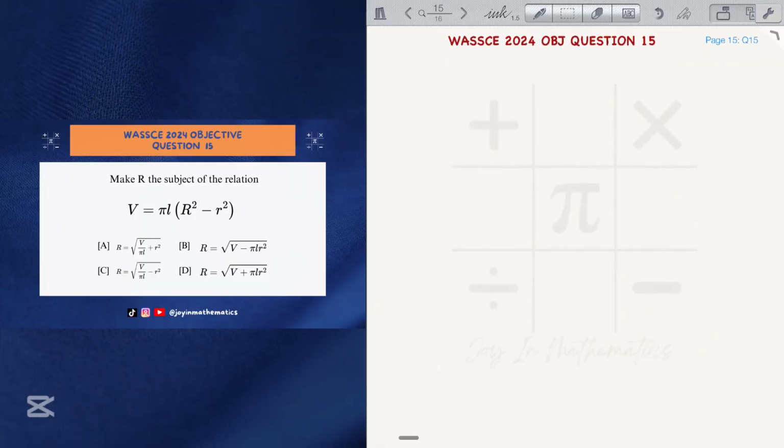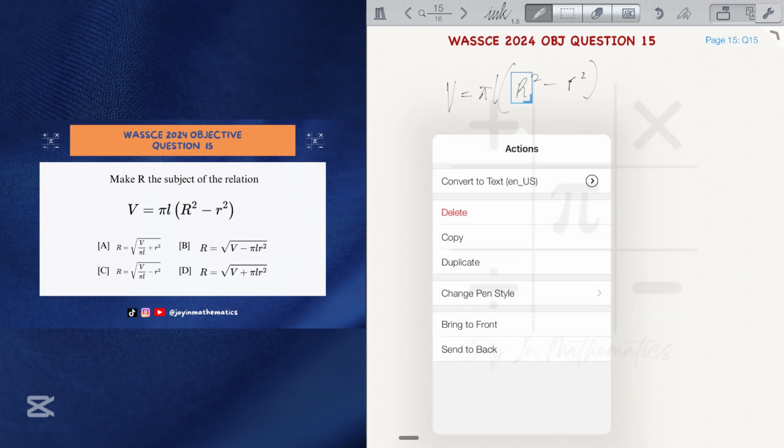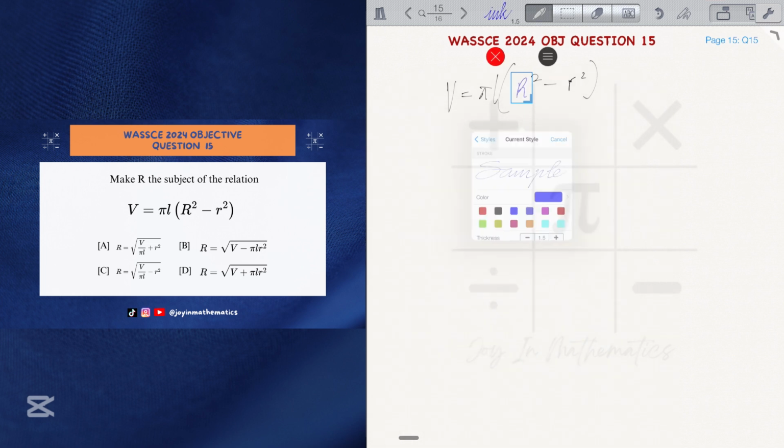WAEC 2024 objective question 15. The question says we should make R the subject of the relation, and the expression we have is V is equals to pi L into R squared minus r squared. Now which R are they talking about? The capital letter R. So we want to make this the subject of formula. So in view of that, let's begin.